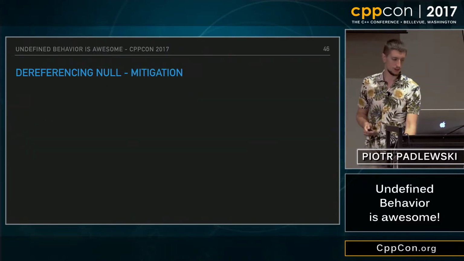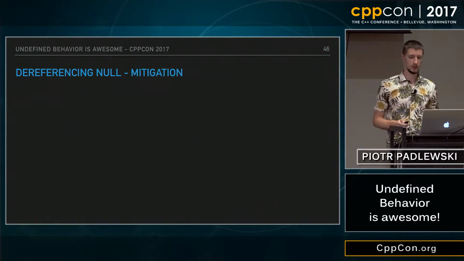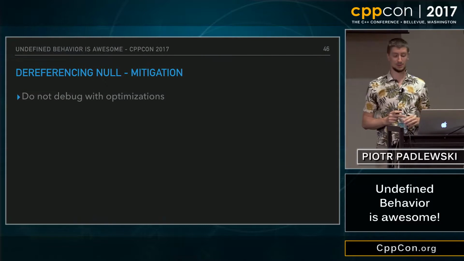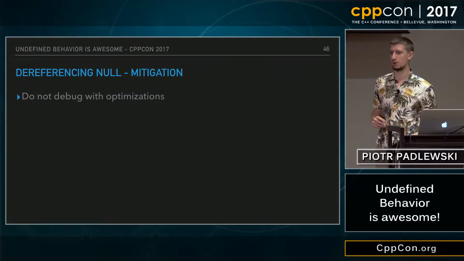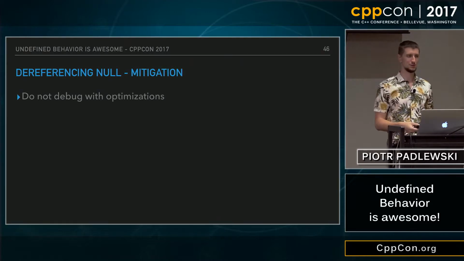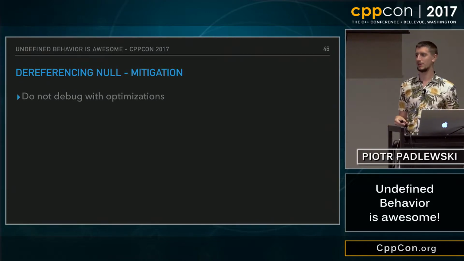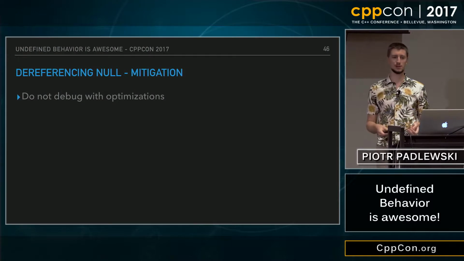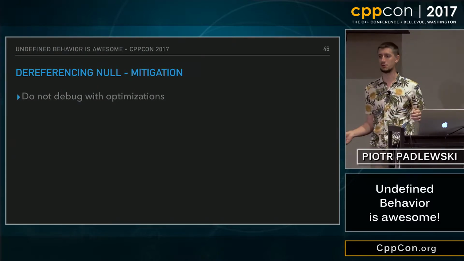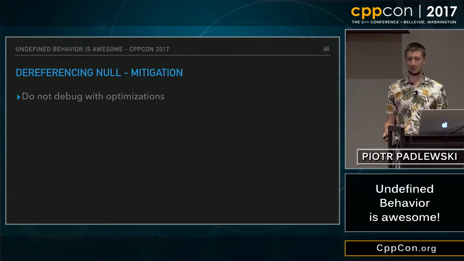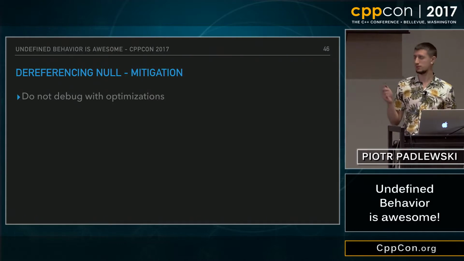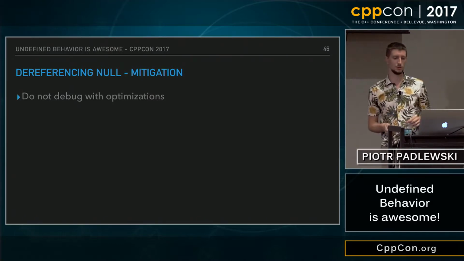How to mitigate dereferencing a null pointer? Firstly, try not to debug with optimization. If something weird is happening in your code, it might not make sense to debug it with optimization turned on, right? Because if the optimizer figures out that there is some null pointer dereference and it just deletes your whole code, then we're going to have a bad time debugging it. So if you just don't use optimization, you will be fine.